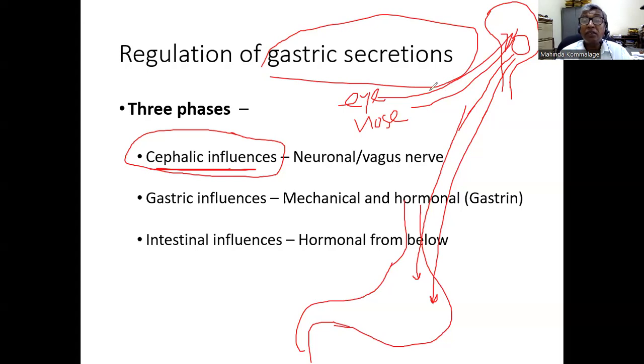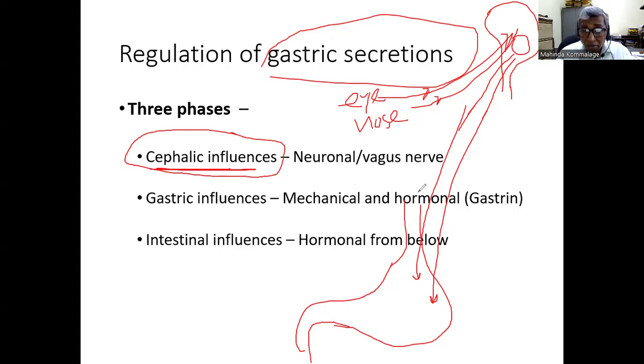And afferents coming from the eye or nose go to somewhere in the brain, and then the vagus nerve, that is parasympathetic, will come to the stomach and cause the secretion. So that is the cephalic influence. So you can see now, even before food reaches the stomach, or even before food reaches the mouth, this reflex can operate. This process of gastric secretion will operate through what we call the cephalic influence, through this reflex arc.